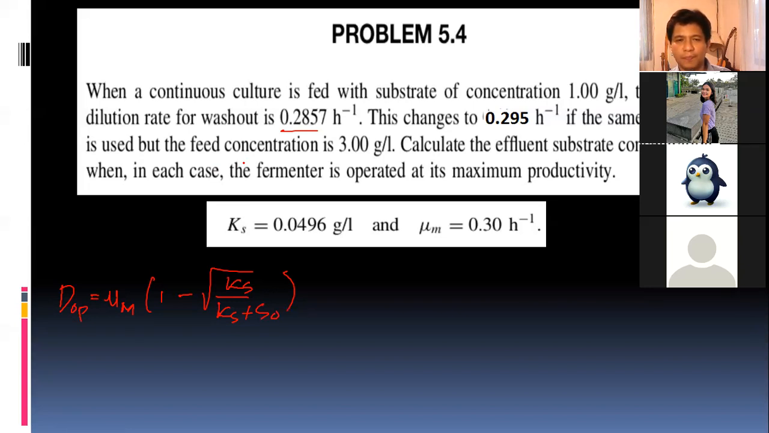Michelle, kailan po pwede yung D optimum na na-calculate natin from this equation? Pag mas mababa or mas mataas sa D critical? Christine, kailan po pwede yung D optimum? Pag mas mababa o pag mas mataas?